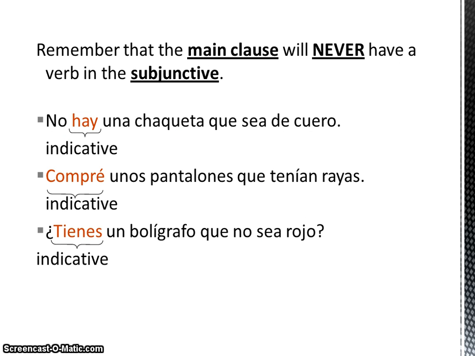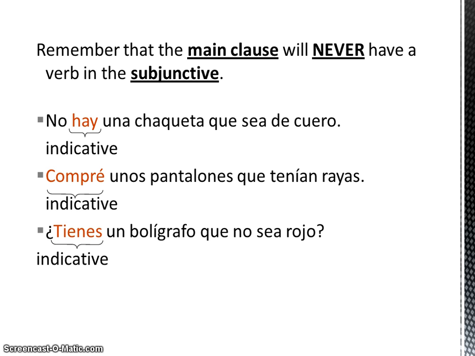Remember that the main clause is never going to have a verb in the subjunctive, just like with noun clauses. We always use our trigger phrases in the indicative. Es importante que, quiero que. Same thing here. No hay una chaqueta que sea de cuero. Hay is indicative. Compré unos pantalones que tenían rayas. Compré is indicative, but in the past.